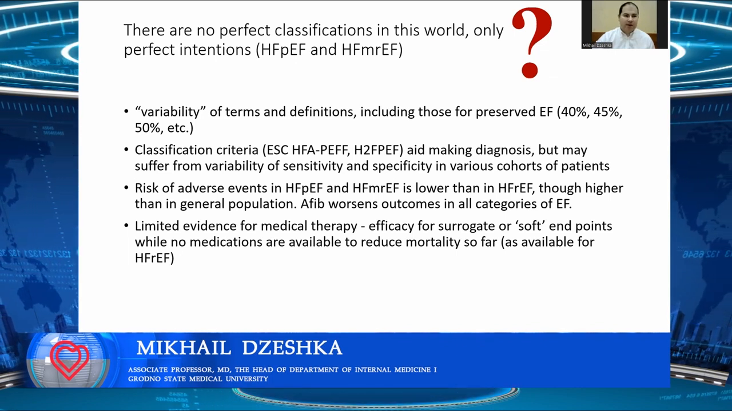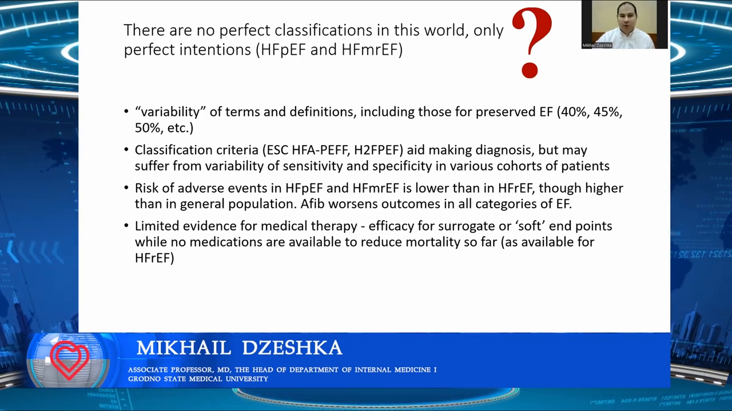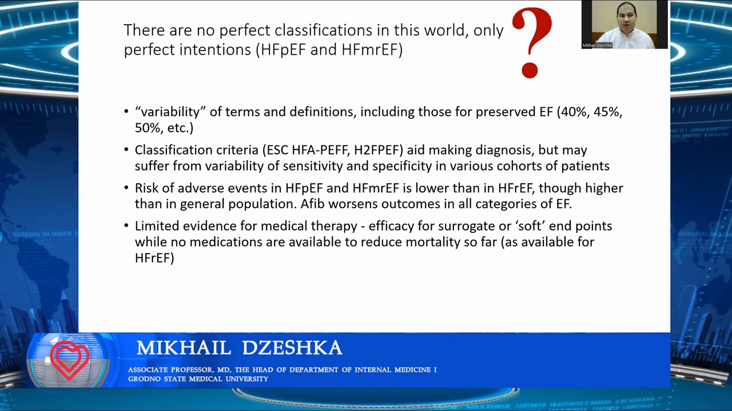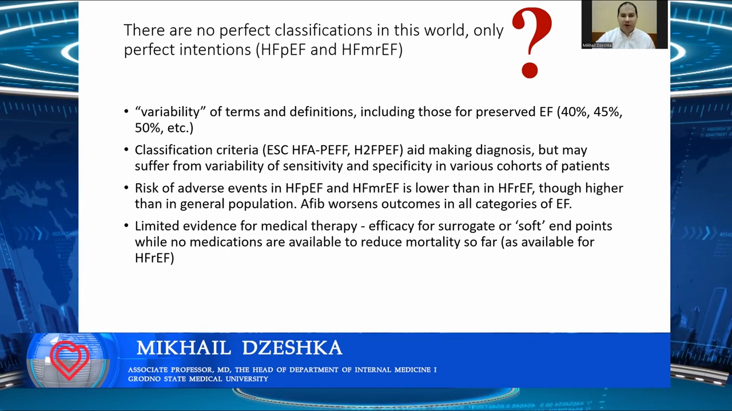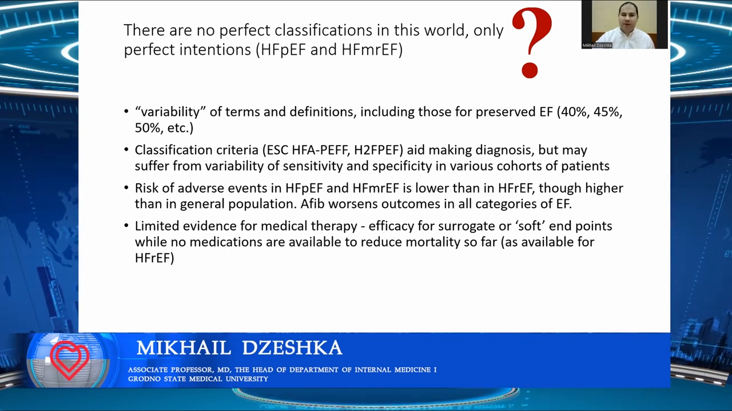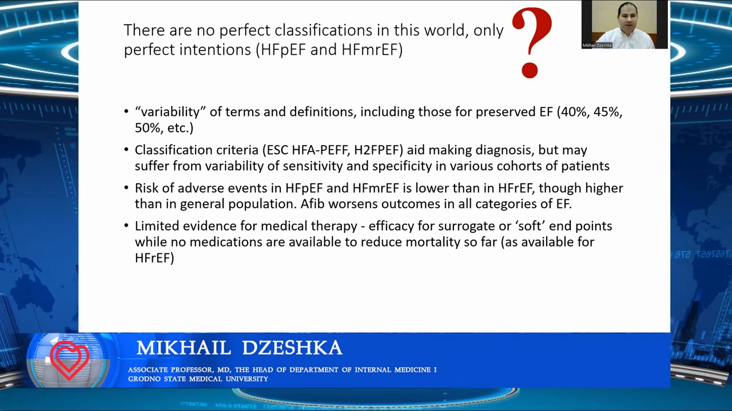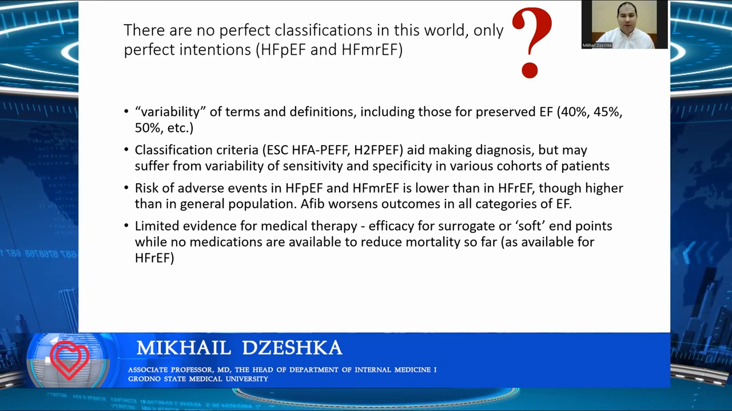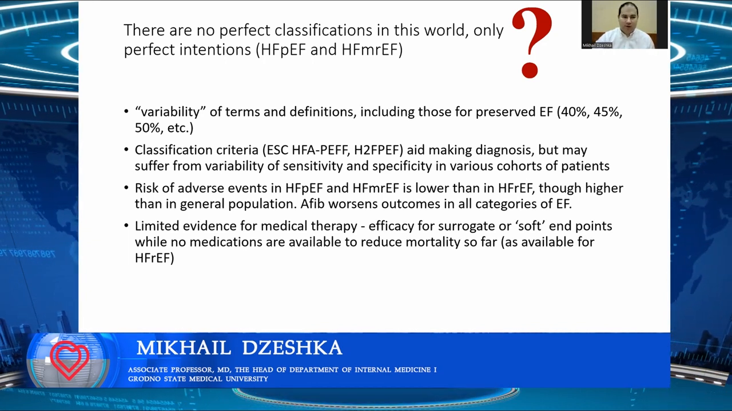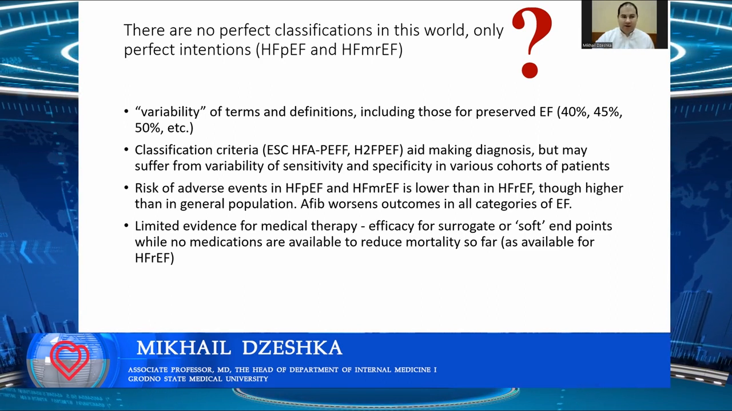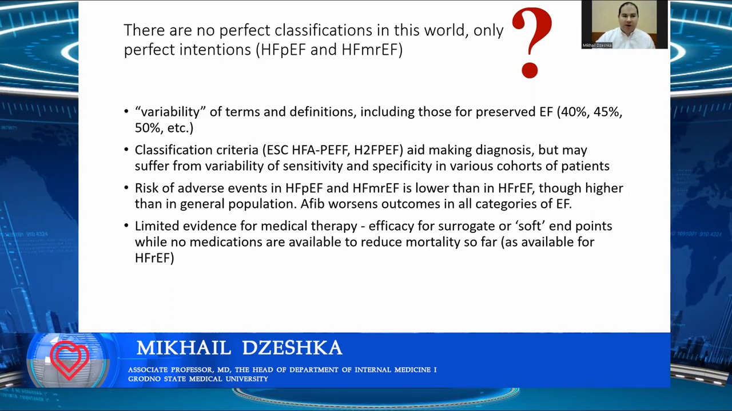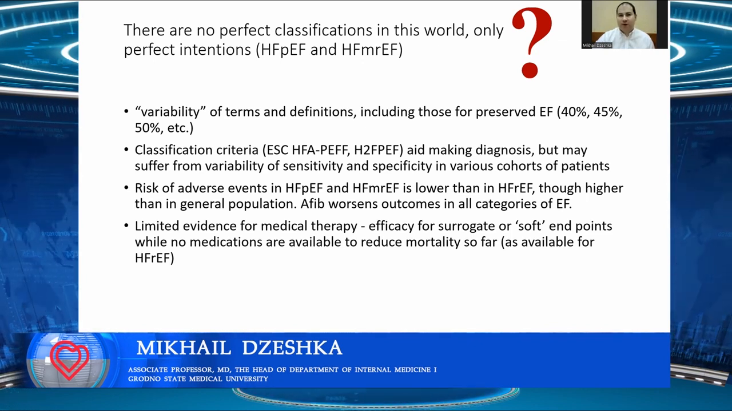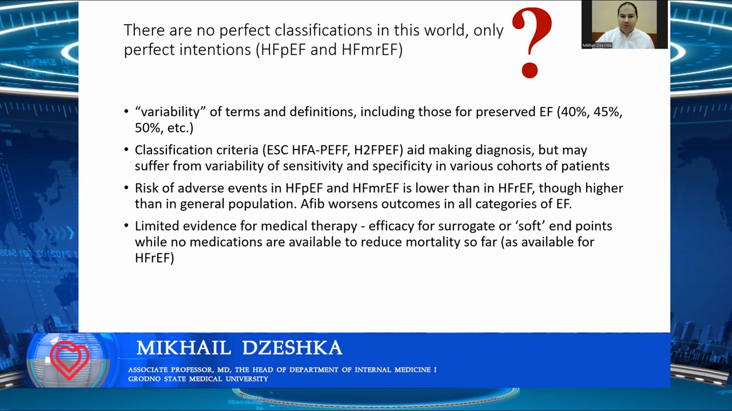Risk of adverse events in HFpEF and HFmrEF is lower than in heart failure with a reduced ejection fraction, though higher than in the general population. And atrial fibrillation worsens outcomes in all categories of ejection fraction. Limited evidence for medical therapy is available so far. Efficacy for surrogate or soft endpoints is largely demonstrated, while no medications are available to reduce mortality, as available for heart failure patients with a reduced ejection fraction.